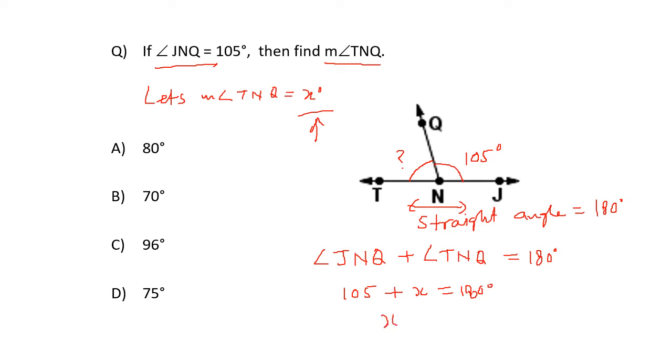So therefore X is equal to 180 minus 105. If you subtract 105 from 180, the answer will be 75 degrees. Option D is my correct answer.